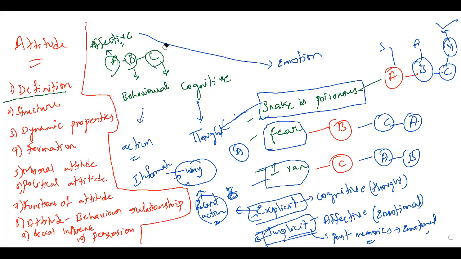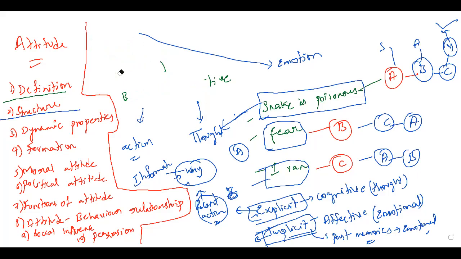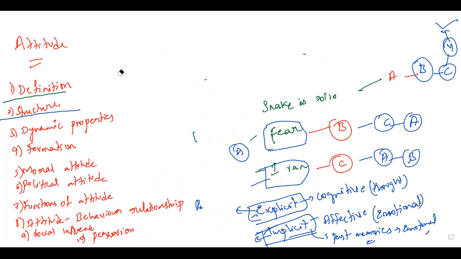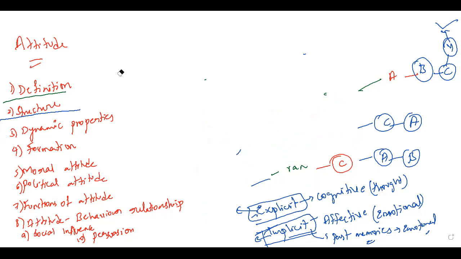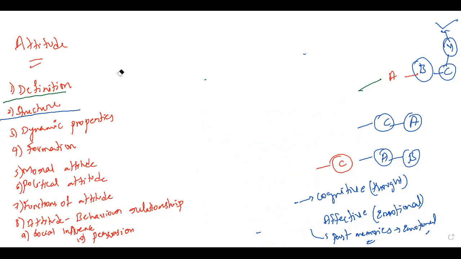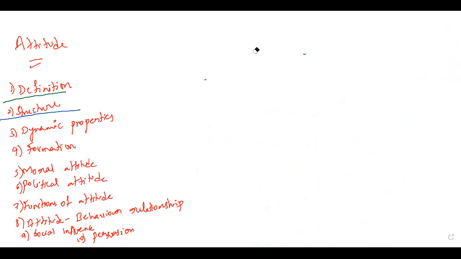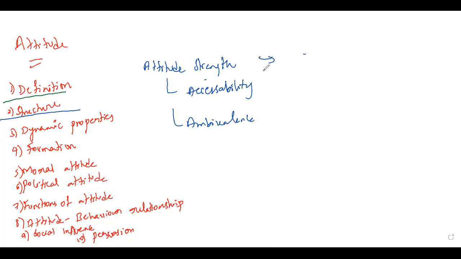Now, this ABC is related to the dynamic structure, so we are done with dynamic structure. Now about dynamic properties. Dynamic properties are of three types, meaning the properties of attitude which are dynamic. It depends upon three things: attitude strength, attitude accessibility, and attitude ambivalence. So strength is how strong your attitude is towards an object.